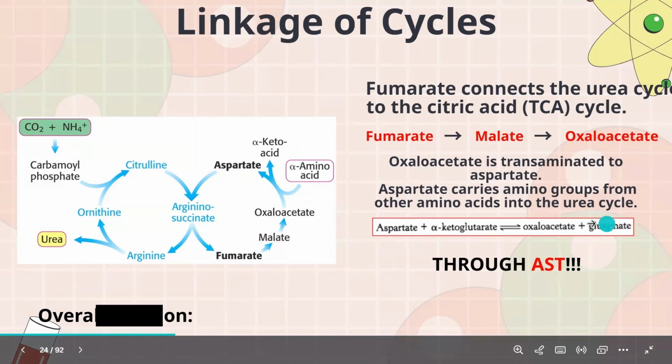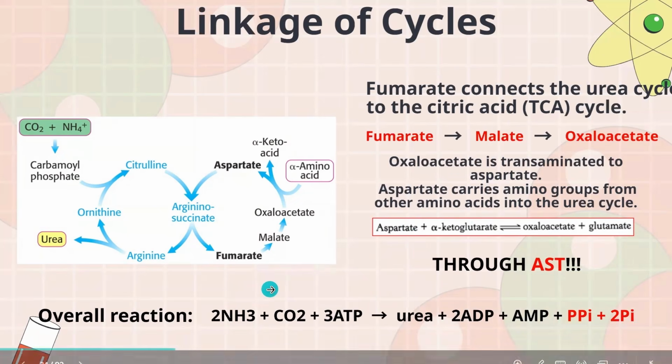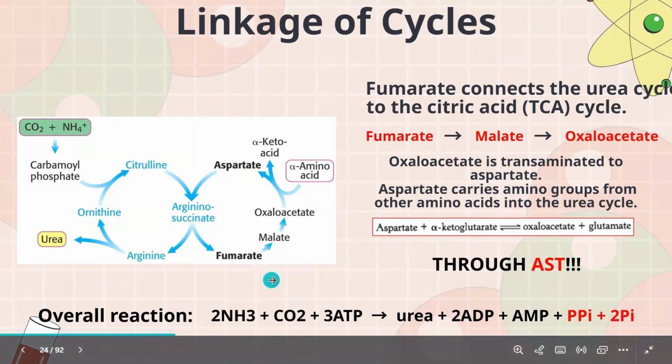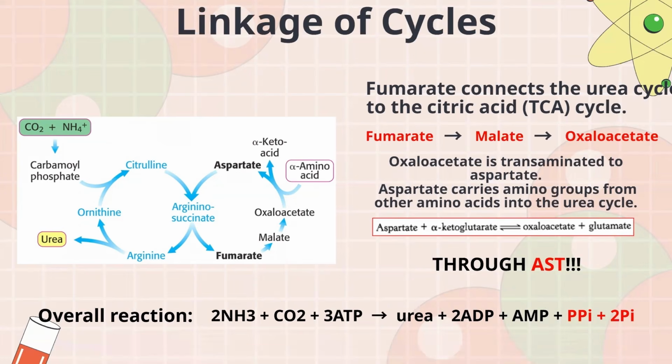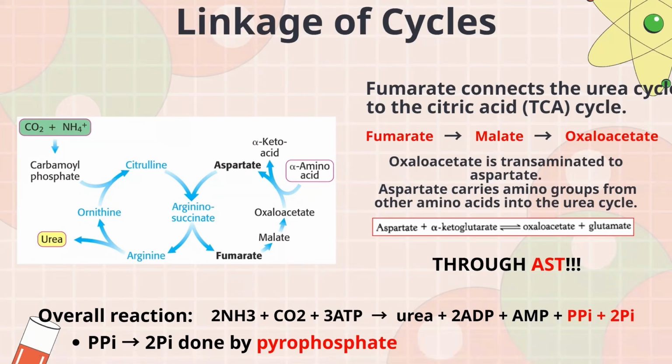Please remember this, okay? So another thing, the overall reaction, and I want you guys to remember this, okay? There's an important concept. We have the overall reaction, which uses two NH3s, one from ammonia and one from aspartate. We have the CO2, we have three ATPs, as I told you guys, and eventually it's going to make urea, two ADPs, an AMP, and PPi and 2 Pi. Now you're like, wait, what are these? PPi to 2 Pi is mainly done by pyrophosphatase. Basically, you have a pyrophosphate. And that's all you need to know.